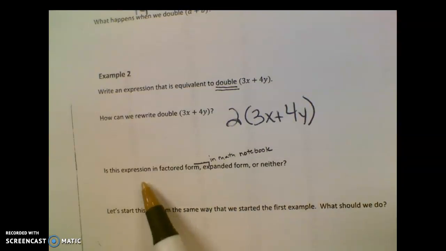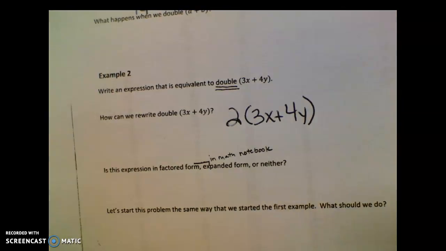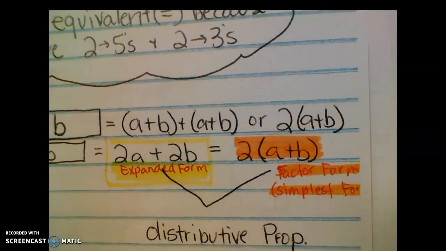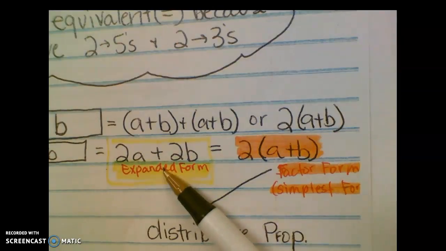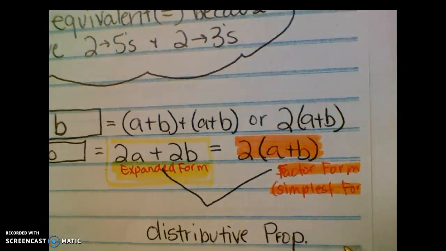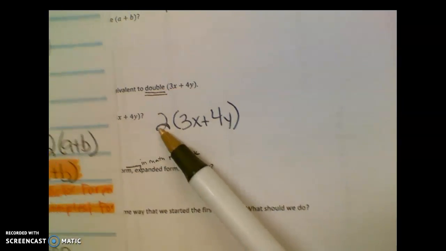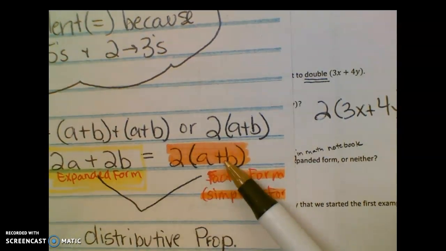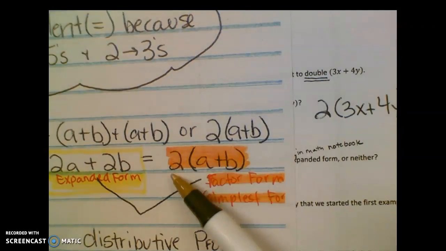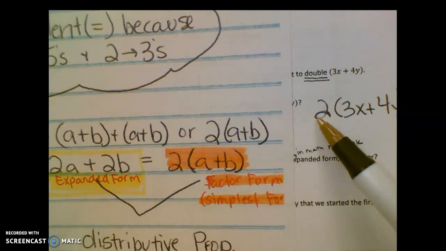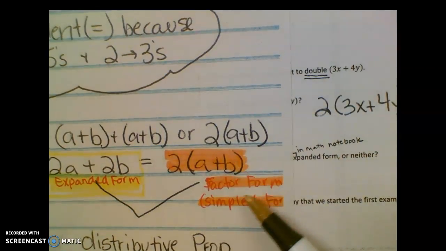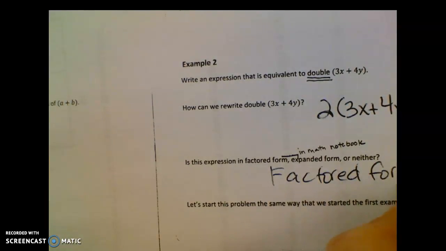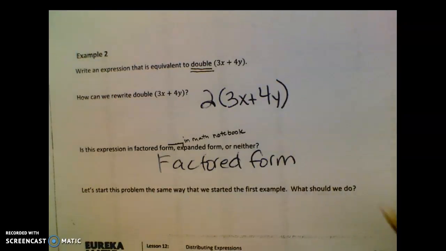So now it says, is this expression in factored form, expanded form, or neither? Remember yesterday we glued these handy notes into our math notebooks where we showed this is the expanded form of the distributive property and this is the factored form of the distributive property. So when I look at this, 2 times 3x plus 4y, does it look like this one or like this one? It looks like this one. I have the factored version out here. So that is the factored form. And you need to be able to recognize factored form and expanded form, and we'll be going back and forth between the two.